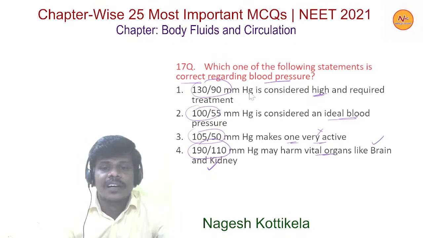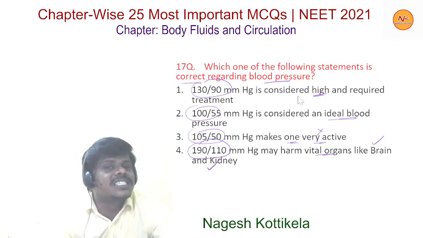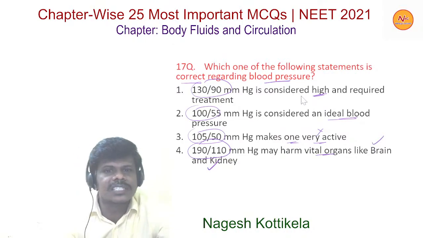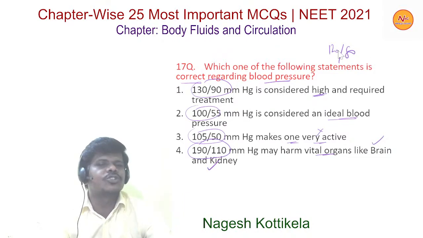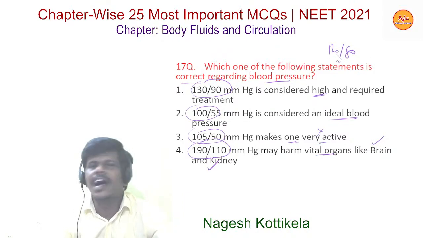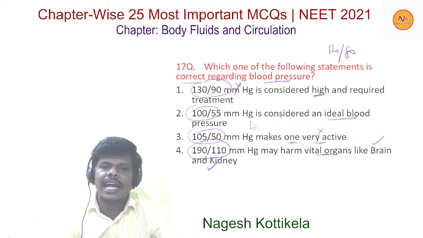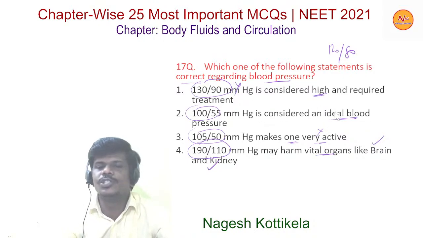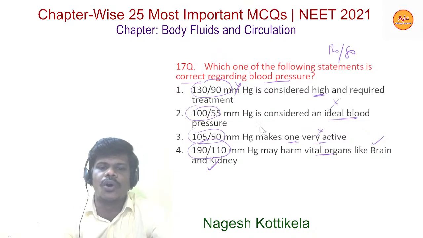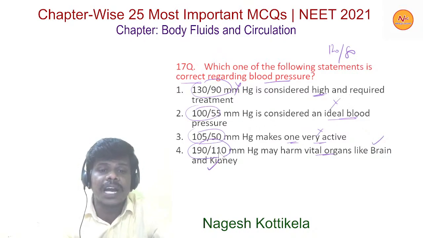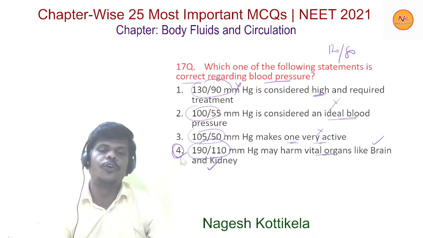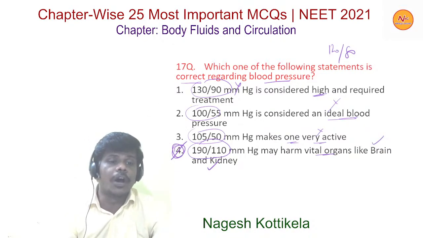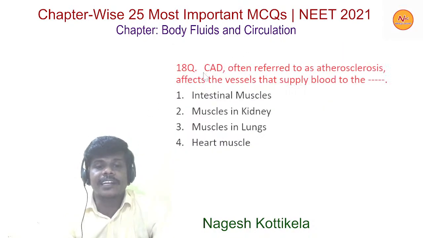So here the first option 130/90 is not considered as high because it is only slightly different. Normal blood pressure is 120 by 80. 10 plus or minus is not considered as a high blood pressure. So this is wrong. And 100 by 55 is not an ideal blood pressure. This is wrong. And 105 by 50 cannot keep a person very active. This is wrong. So option 4 is the right option. Now, moving to the next question.